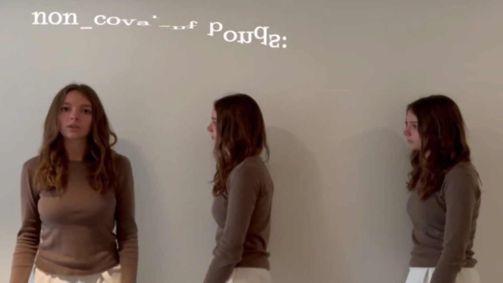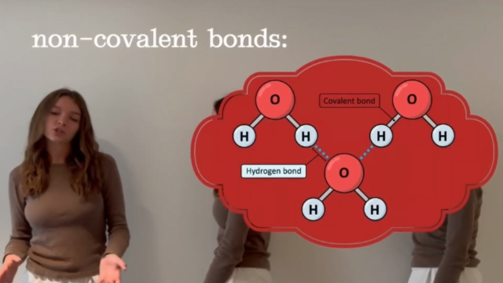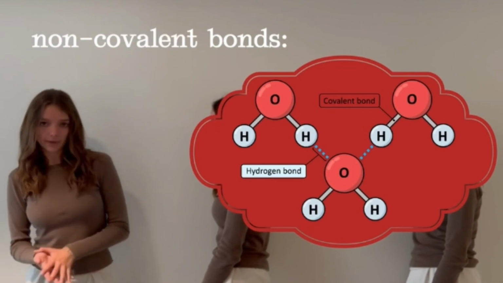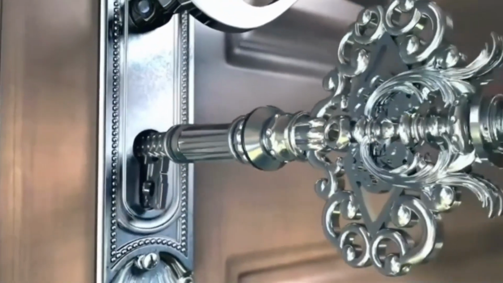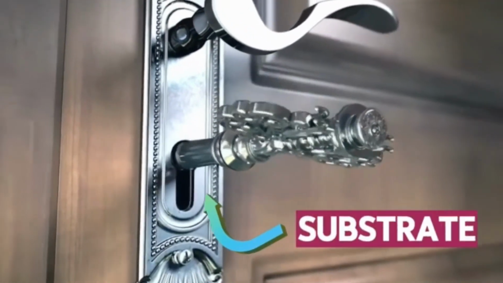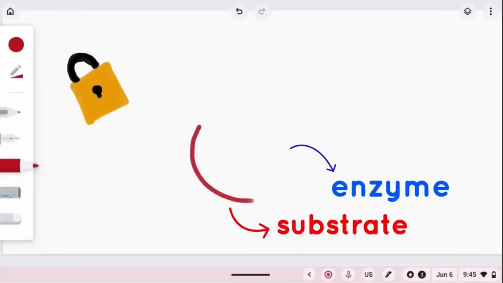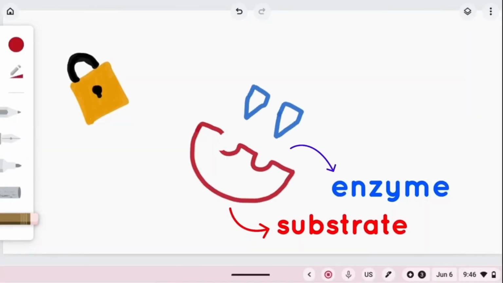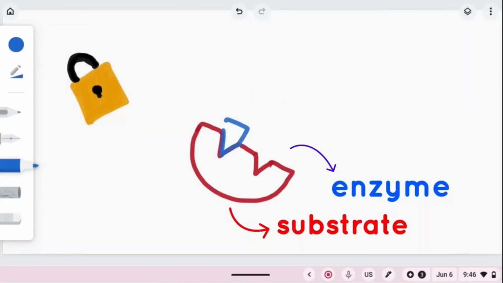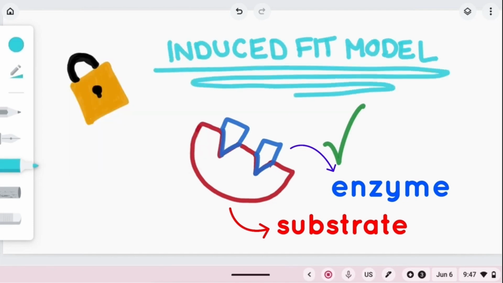Catalysts and substrates use non-covalent bonds to form, such as hydrogen bonds, halogen bonds, and many other kinds of bonds. Enzymes act incredibly similar to locks and keys, the substrate being the key and enzyme being the lock. Substrates will change their shapes in order for the enzyme to fit perfectly, like a key fits into a lock, which is called the induced fit model.